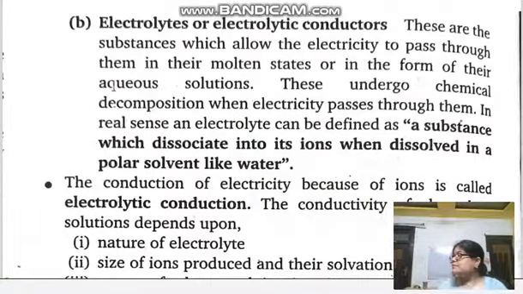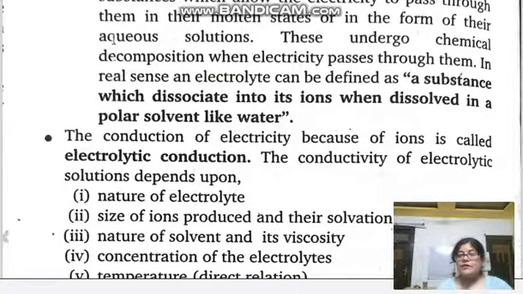You must learn them. Okay. Now next one, electrolytic conduction. Now all the definitions are also given here. You can just pause the video or take a screenshot, write these definitions and learn them by heart. Now what is electrolytic conduction? The conduction of electricity because of ions.